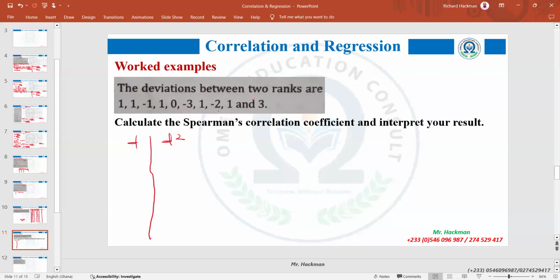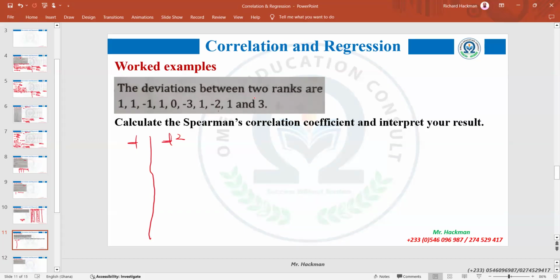Make sure you read the question. So I've given you, indirectly, 3 different situations. The first one is the normal one where the observations are not ranked, so you rank them. Then 2, where the observations are already ranked. So from the data, your first category will be your rank X, your second will be rank Y, before you go and find the difference, which will be the deviations.